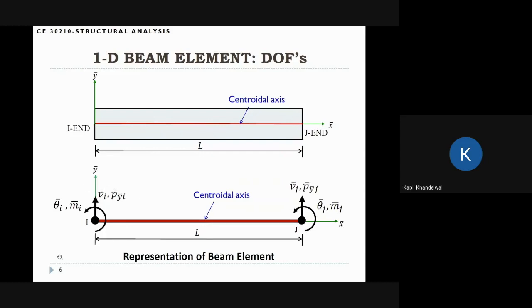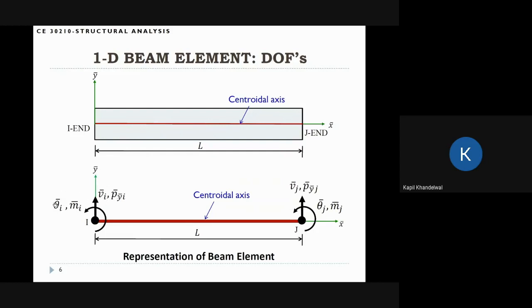And then I want to put the degrees of freedom in the beam element. So at the I end, the degrees of freedom are vertical displacement and a rotation. So there are 2 degrees of freedom. One is Vi, and the other is theta i. And the corresponding forces are Py and Mi. Bar indicates they are measured in the local system.